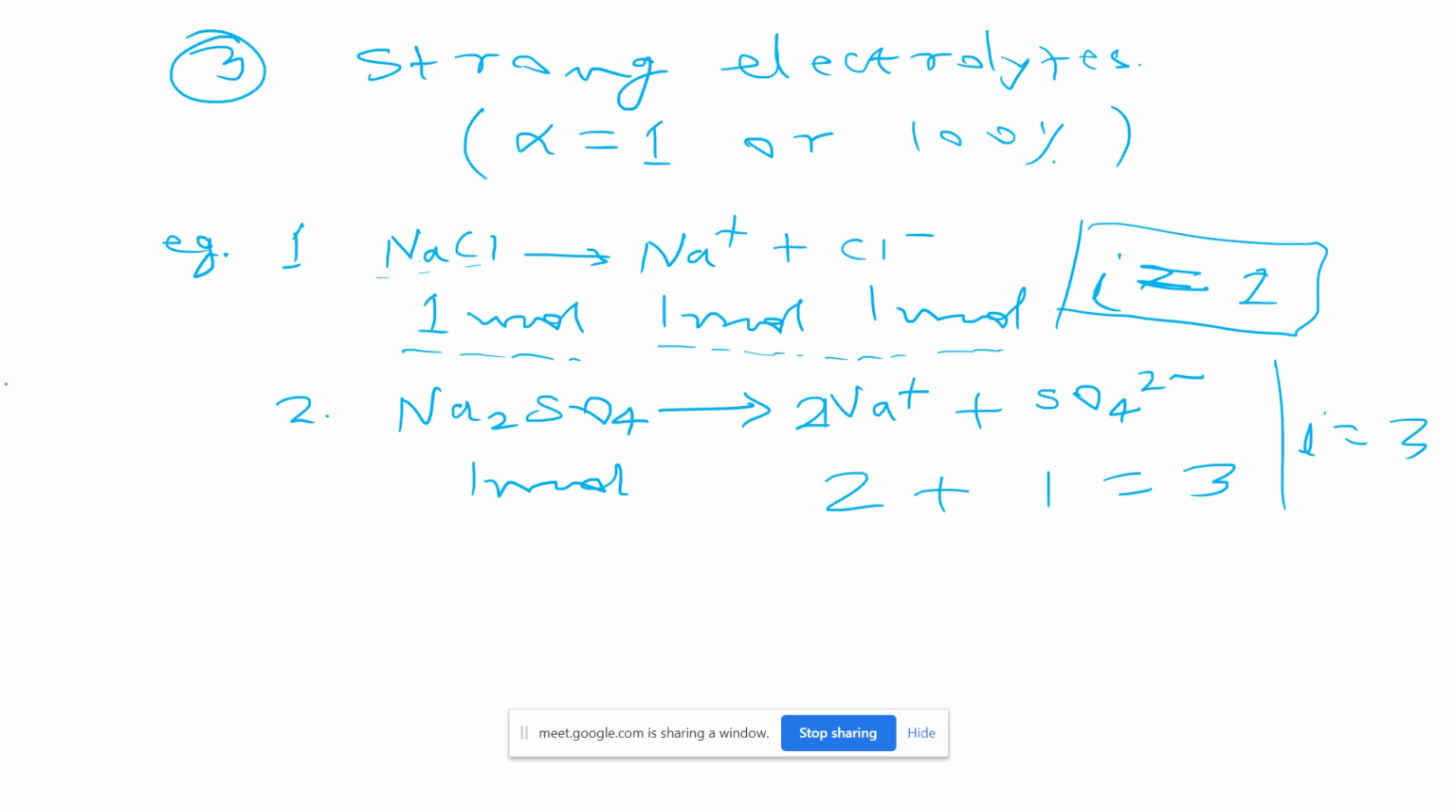And here you have to remember some more things also, like if we have any complex or coordination salt, like we are taking K4[Fe(CN)6], potassium ferrocyanide. You know the formula. This is the formula. Can you say the i value of this salt? Either you can determine it by ionization or directly by seeing the formula. Can you say what the value of i is on dissociation of this salt? How many ions are we getting?